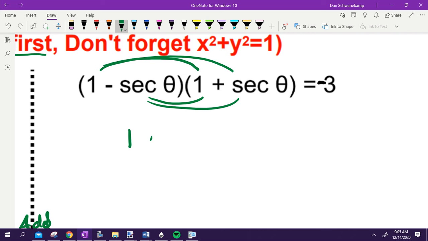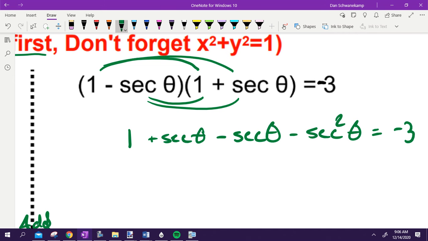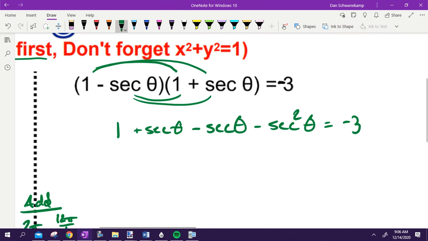Multiply by 1. 1 times 1 is 1. 1 times secant is secant. Negative secant times 1 is negative secant. And then negative secant times secant is negative secant squared. And that's all equal to -3.